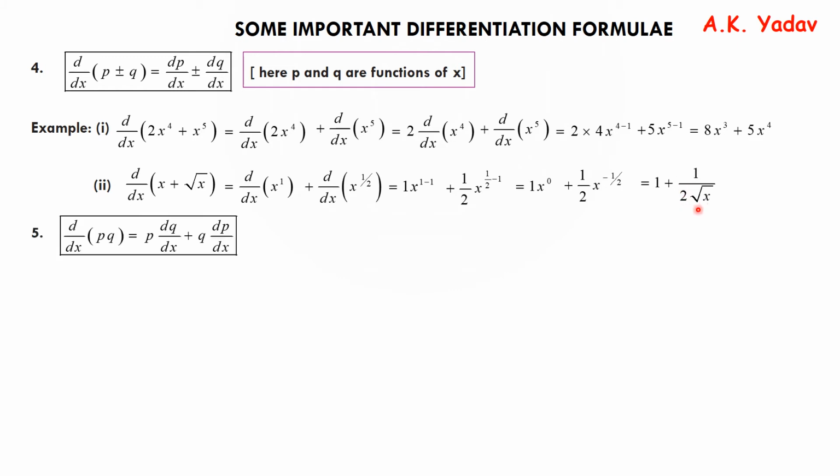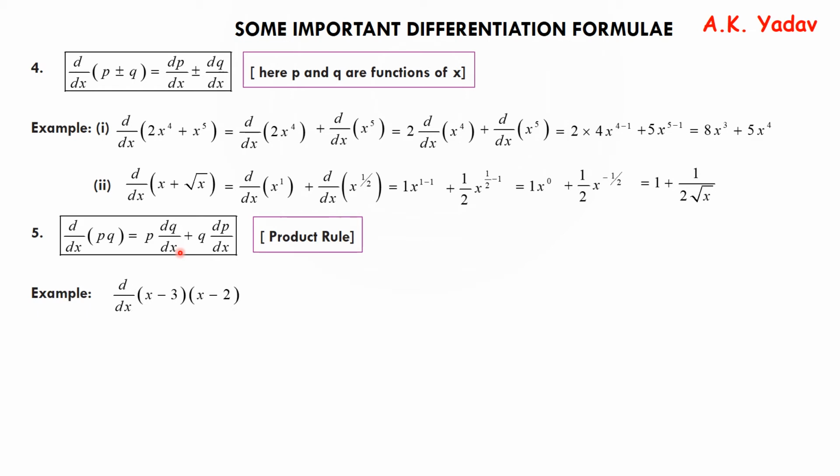Let us move to the fifth formula, which is d by dx of pq, that is the product part, is equal to p dq by dx plus q dp by dx. This is called the product rule. So we can see one thing. First we took p out of differentiation and differentiated q. Then we took q out of differentiation and differentiated p, and the sign was plus between the two terms.